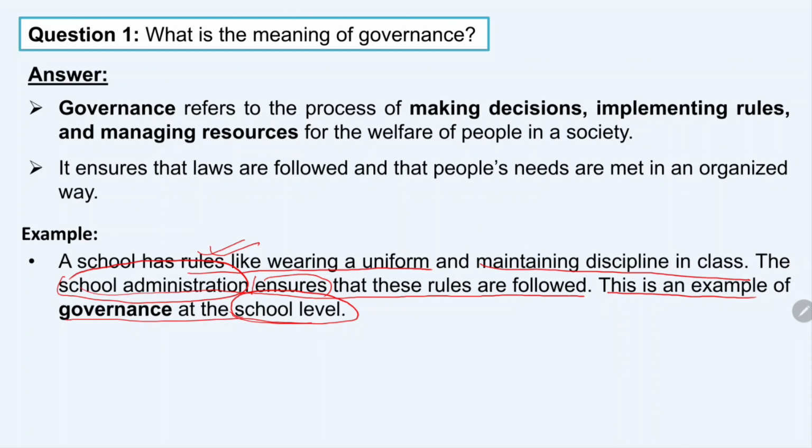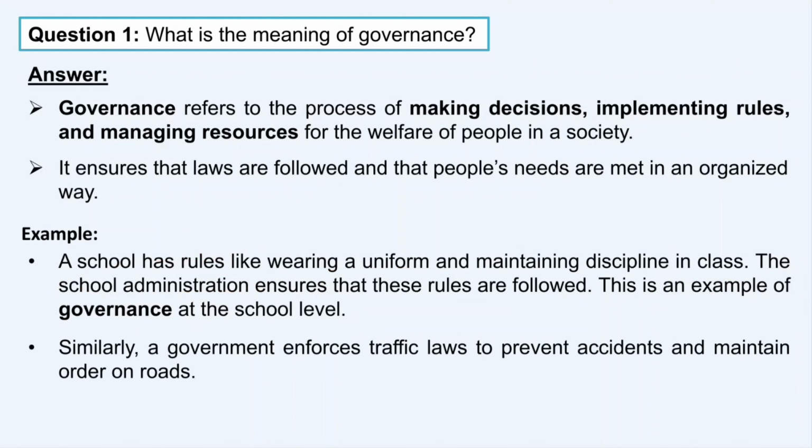Similarly at the society level, it works in that way. The government will set rules, and again a group of individuals from the system of government will ensure whether the rules are followed or not, isn't it? Like another example, a government enforces traffic laws to prevent accidents and maintain order on roads. That is, the traffic rules and regulations that you need to follow while driving or walking in the street, isn't it? So why is it necessary? To prevent accidents and maintain order in society.